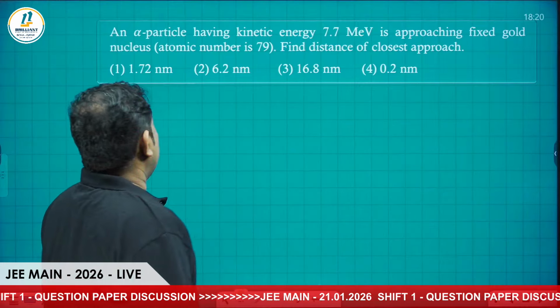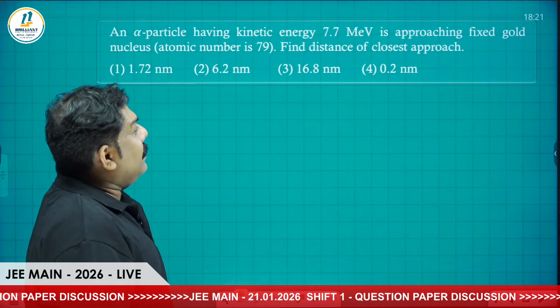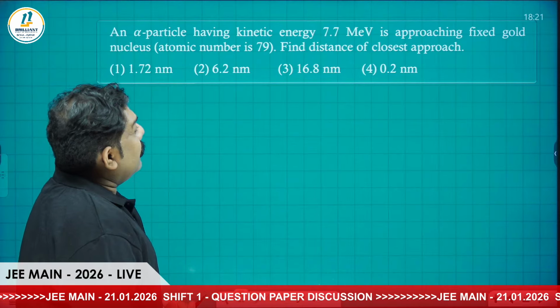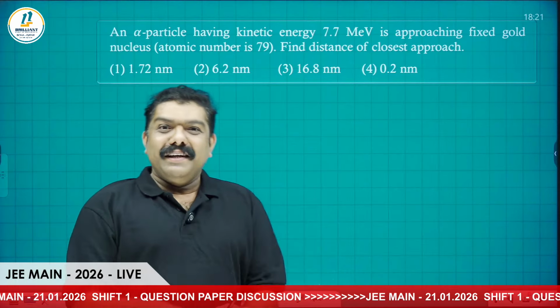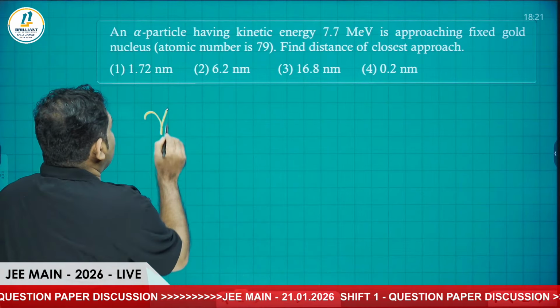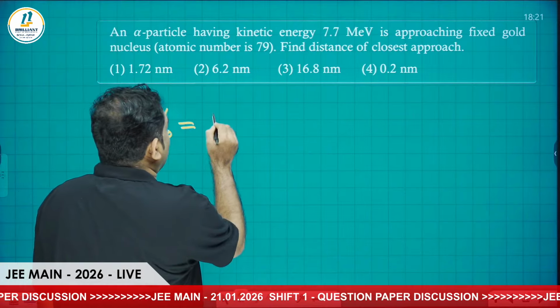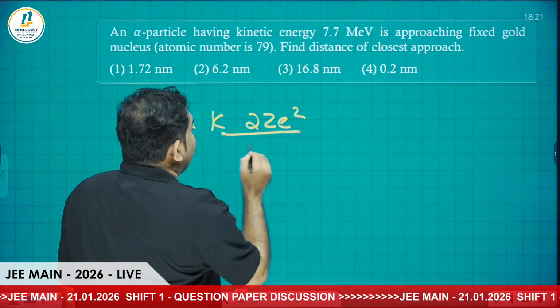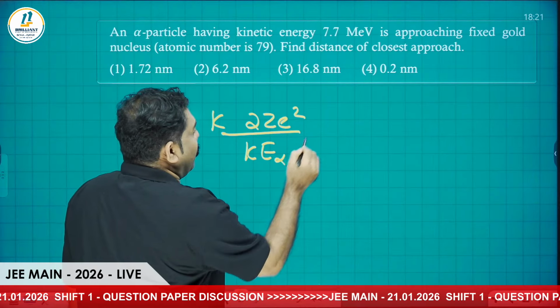Now look, what is that question? An alpha particle having kinetic energy 7.7 MeV is approaching a fixed gold nucleus. Find the distance of closest approach. It's a direct question. We know the formula for distance of closest approach: R0 is equal to K times 2Z e squared divided by K alpha.